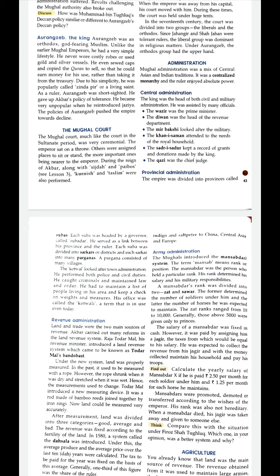That means we are not getting the accurate measurement of the land. Okay. Now Todar Mal introduced a new measuring device. With the help of this device, it became possible to get the accurate measurement of the land. How? That device was a rod made of bamboo reed. Clear? Joined together by iron rings. Clear? With this help, now land could be measured very accurately. Clear? Now after measurement, land was divided into three categories. What were those? Good, average and bad. Clear? And the revenue was fixed according to the fertility of the land. Okay?